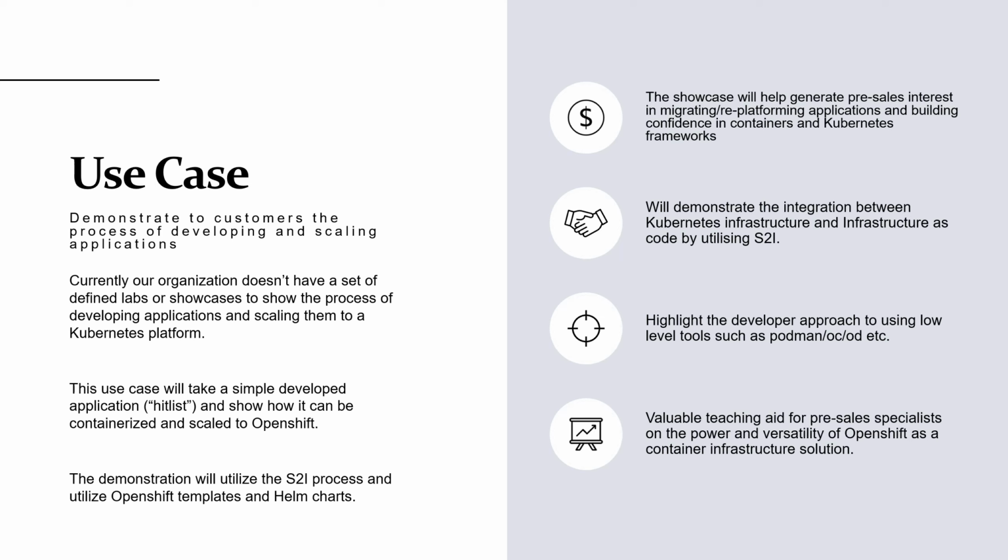The demonstration will move from simple source code right up to a source to image process using Openshift templates and Helm charts. And hopefully this will generate pre-sales interest and enable us to talk to our customers and show how easy it is to take a developer approach to developing code and then pushing it into larger infrastructure systems such as Kubernetes or Openshift. And hopefully it's a valuable teaching aid for my colleagues as well.